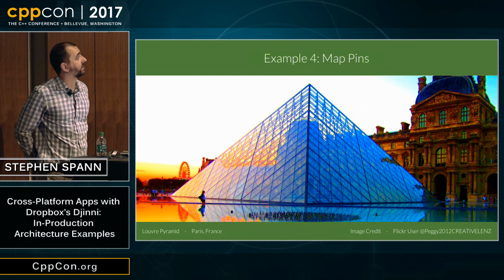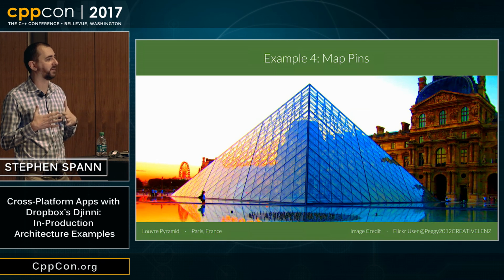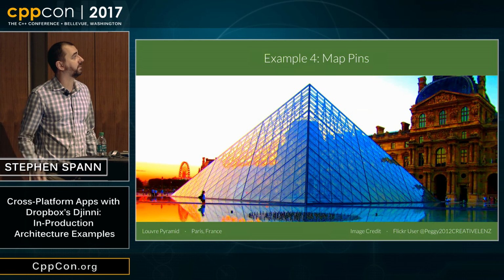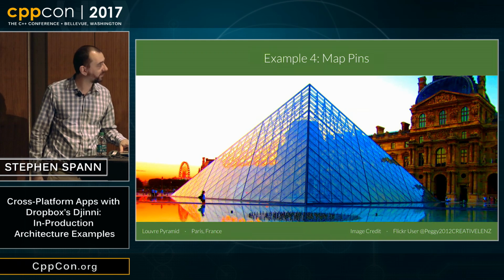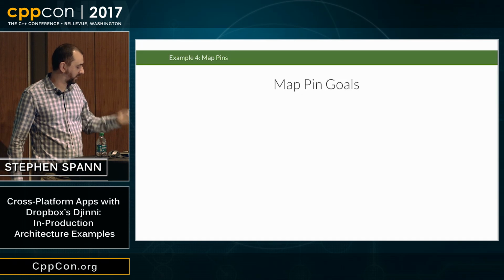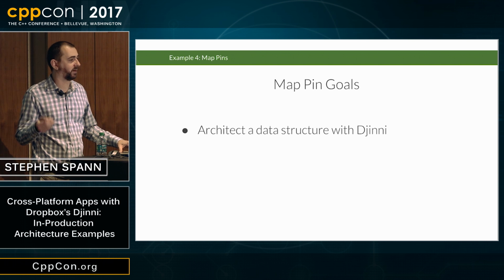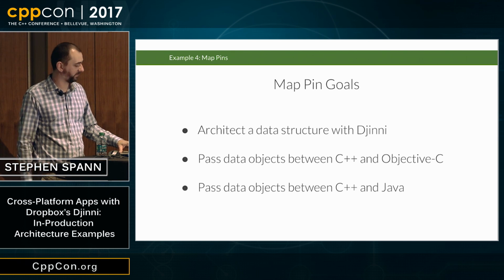So this is going to be the last example. So far we've only talked about interfaces and methods, talking to each other with methods. Map pins is going to talk more about data structures, which we can also do with Djinni. Thankfully, it's a lot more simple. Our goals here are to architect the data structure with Djinni in our IDL file, and to pass data objects between C++ and Objective-C, and between C++ and Java.